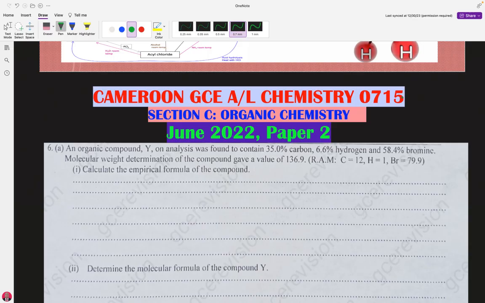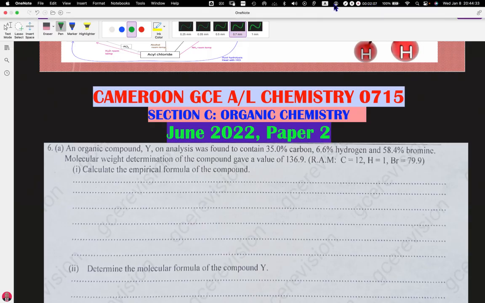The relative atomic mass of carbon is 12, relative atomic mass of hydrogen is 1, and the relative atomic mass of bromine is 79.9. Question number 1. Calculate the empirical formula of the compound. Once more, 6A1. Calculate the empirical formula of the compound.